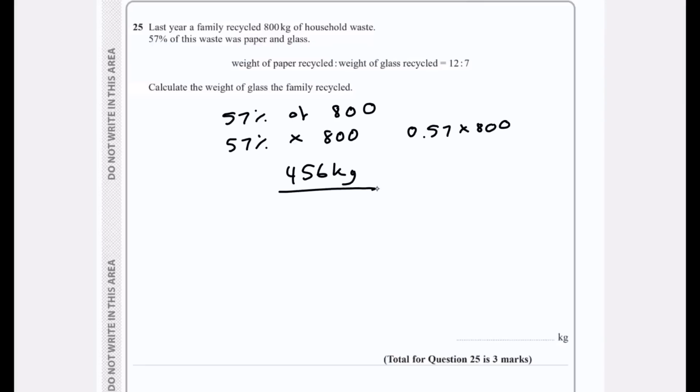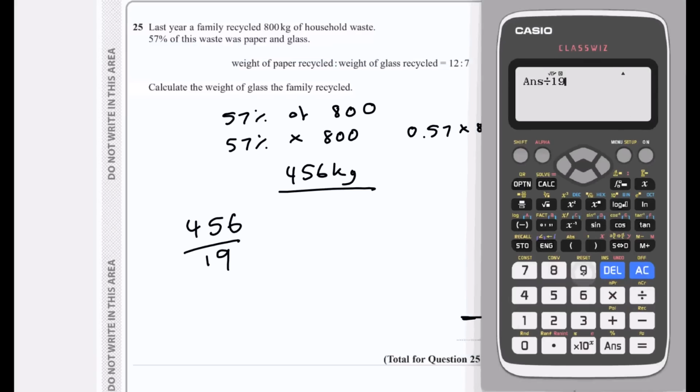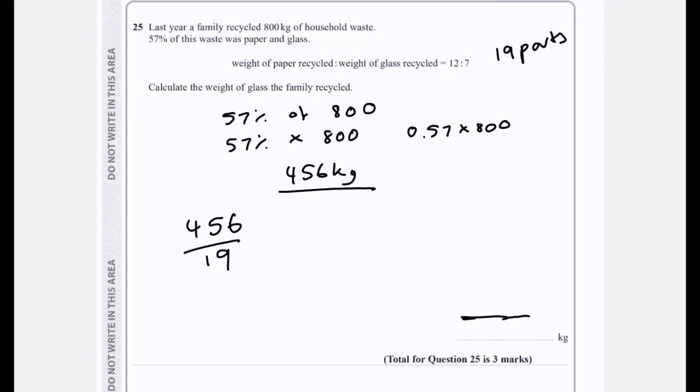Okay, and now we've got a ratio. The weight of paper to glass is 12 to 7. So 12 to 7, that means we've got 19 parts. So 12 parts and 7 parts, add them together, that's 19 parts. So let's find one part by dividing it by 19. And that is 24 kilograms. So each part is 24 kilograms.